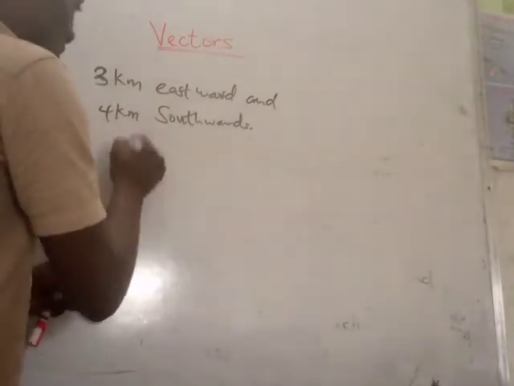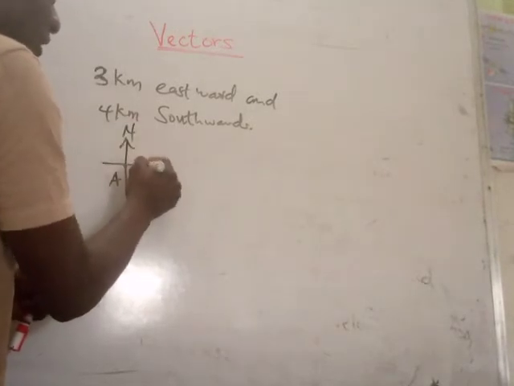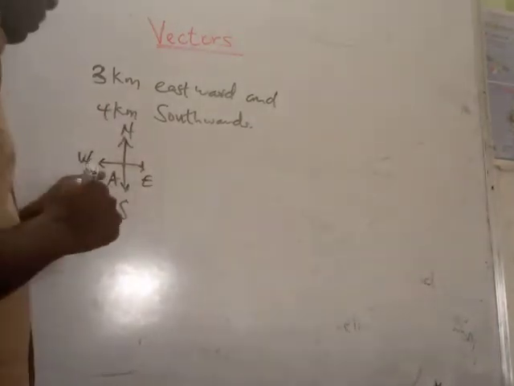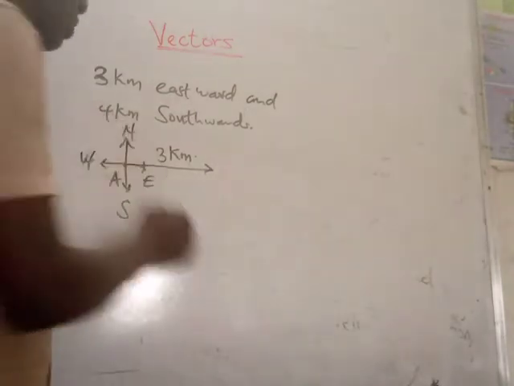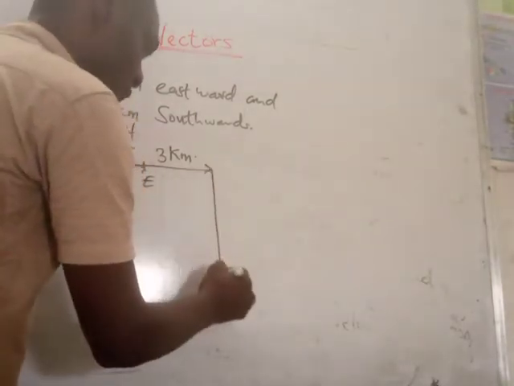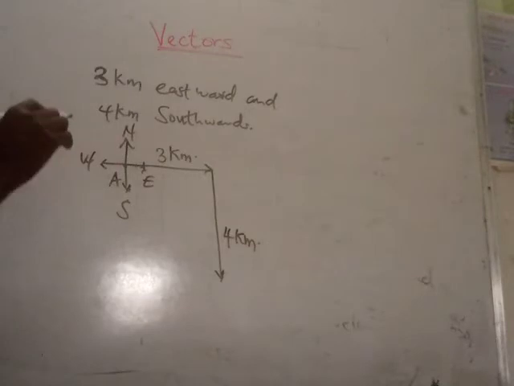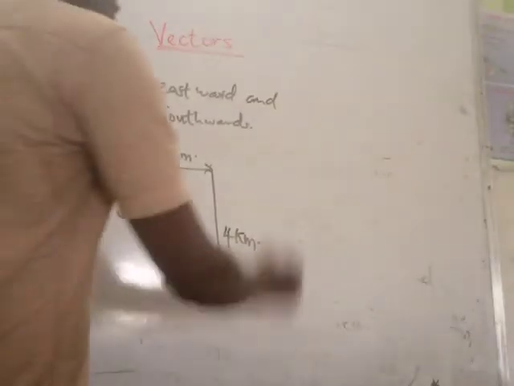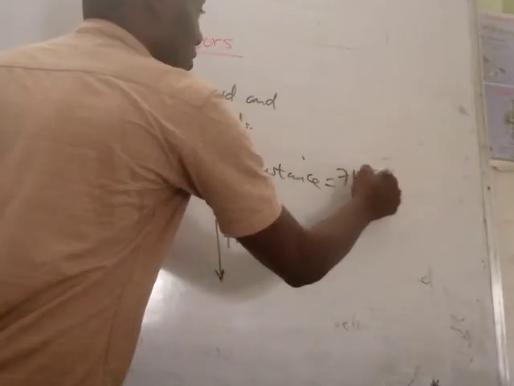Let's say he moves from a point A. This is north, this is usually east, this is west, and this is south. So if he starts from point A and moves 3 kilometers east, and then he heads down southward from this point 4 kilometers, then his total distance moved is 3 kilometers plus 4 kilometers. So the distance covered by the boy is equal to 7 kilometers.